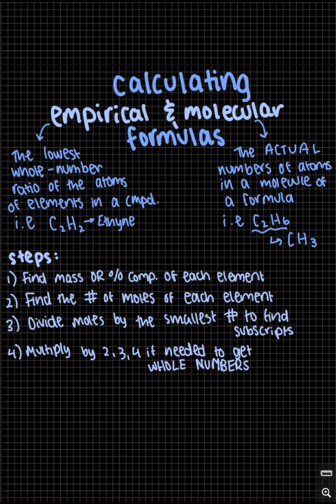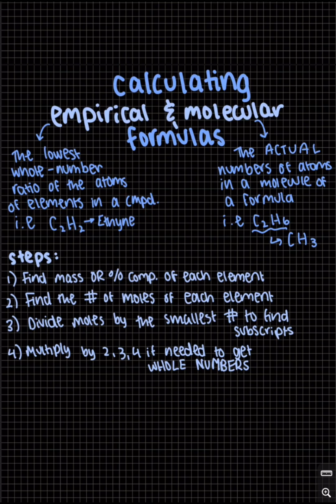Hey guys, welcome again to another video, and today we are going to be talking about how to calculate empirical and molecular formulas. Well, what even are empirical and molecular formulas in the first place? Well, an empirical formula is the lowest whole number ratio of the atoms of an element in a compound.